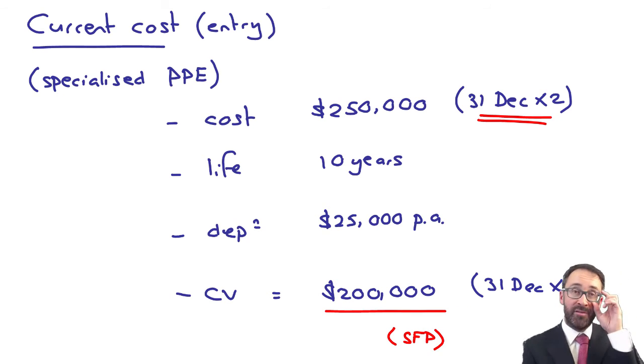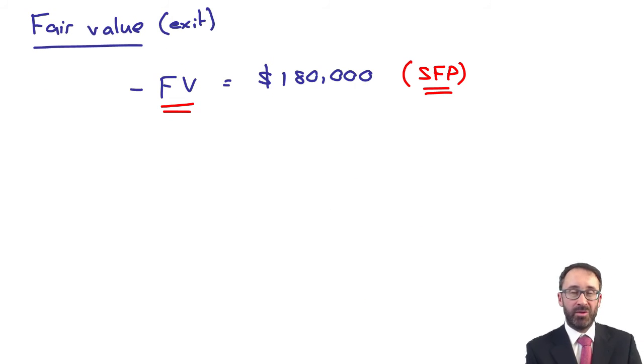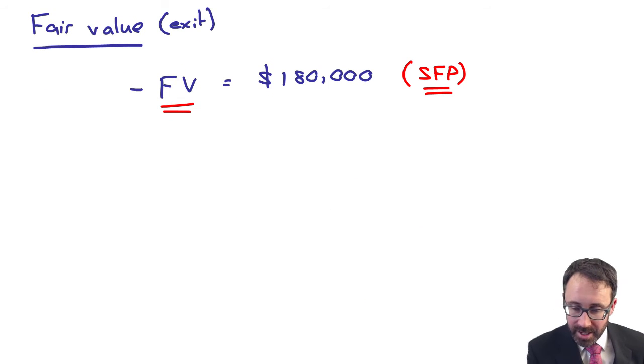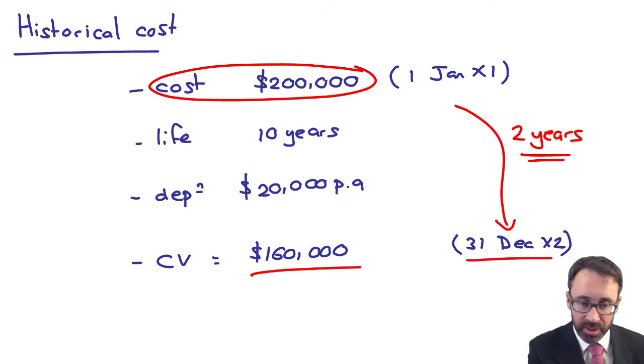that would appear on the SFP under your current cost. Okay, so current cost, it's at 200. Is it their fair value? We just made up a number and said it's 180. Your historical cost, it's there, is it at 160?